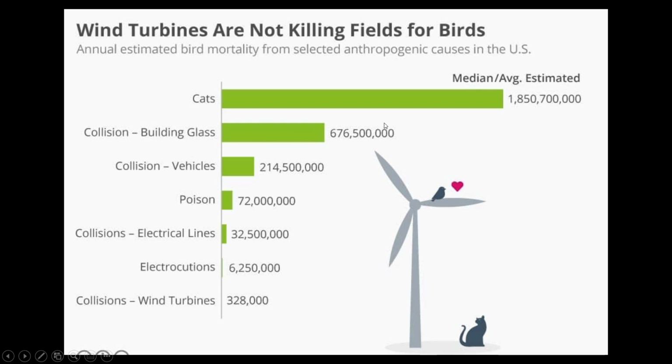Buildings are killing birds at a much higher rate than wind turbines as they run into the glass of a building. Vehicles are killing birds at a much higher rate. Accidental poison, collision with electrical lines, electrocutions. Okay, only 328,000 birds collide with and are killed from wind turbines per year. That number is a very large number. Don't get me wrong; it's not a good thing, but your cats are killing them at a much higher rate.